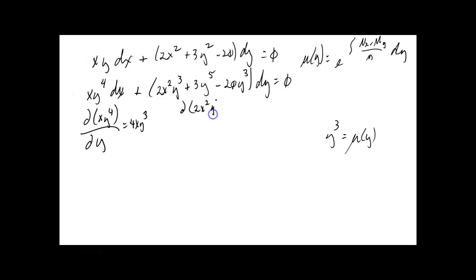So let's do the partial of this one. 2x squared y cubed plus 3y to the fifth minus 20y cubed. Do that with respect to what? Sorry, x. Okay, and what does that give us? 4x y cubed plus 0 minus 0. Equals 4xy cubed. And yes, indeed, now we've made it an exact differential. Okay? Now, what do we do with it?